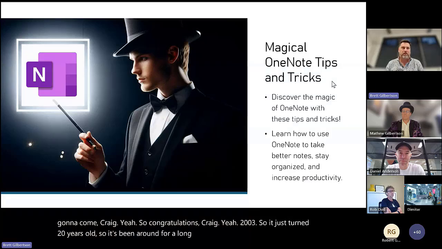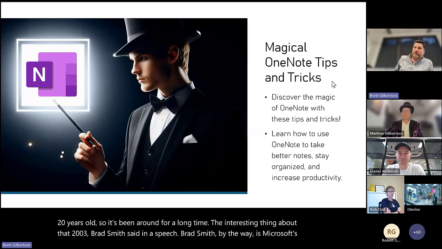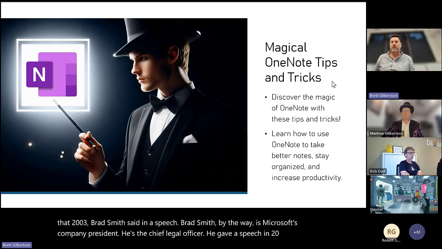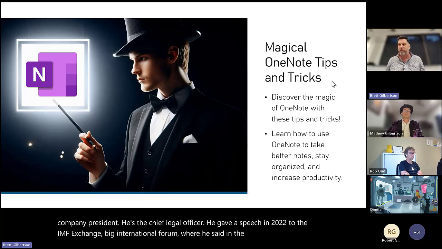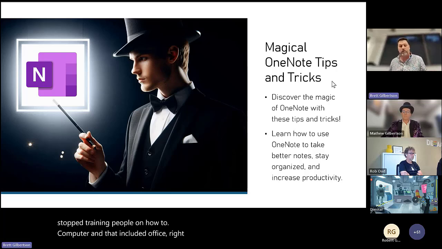The interesting thing about that 2003, Brad Smith said in a speech. Brad Smith, by the way, is Microsoft's company president. He's the chief legal officer. He gave a speech in 2022 to the IMF Exchange, big international forum, where he said, in the year 2000, we stopped training people on how to use a computer. And that included Office, right? Excel, Word, all of those sorts of things. OneNote came out in 2003, which was after we stopped systematically teaching people.